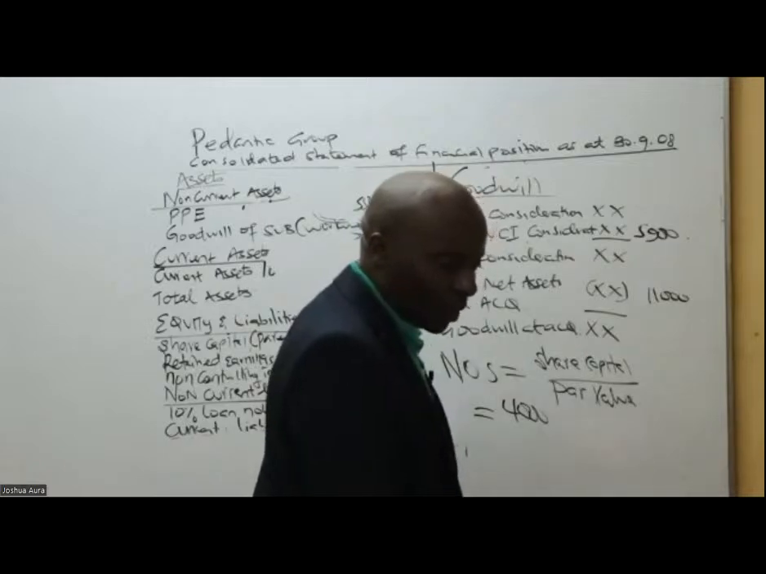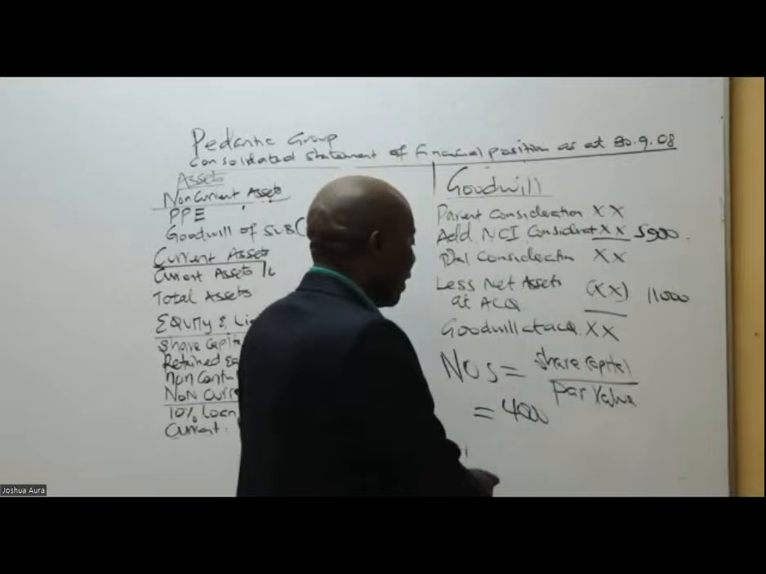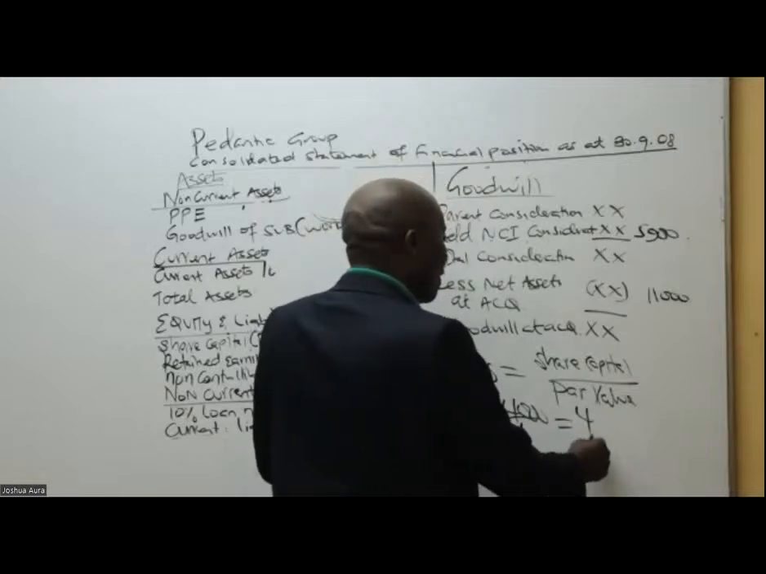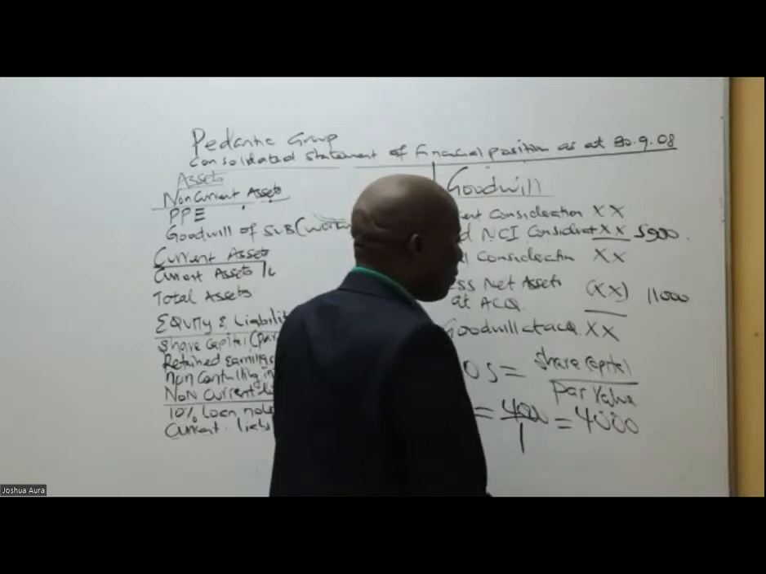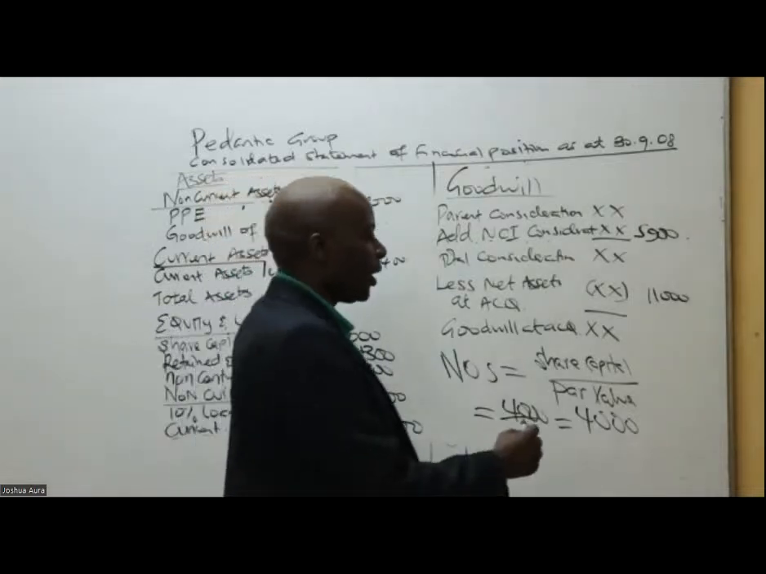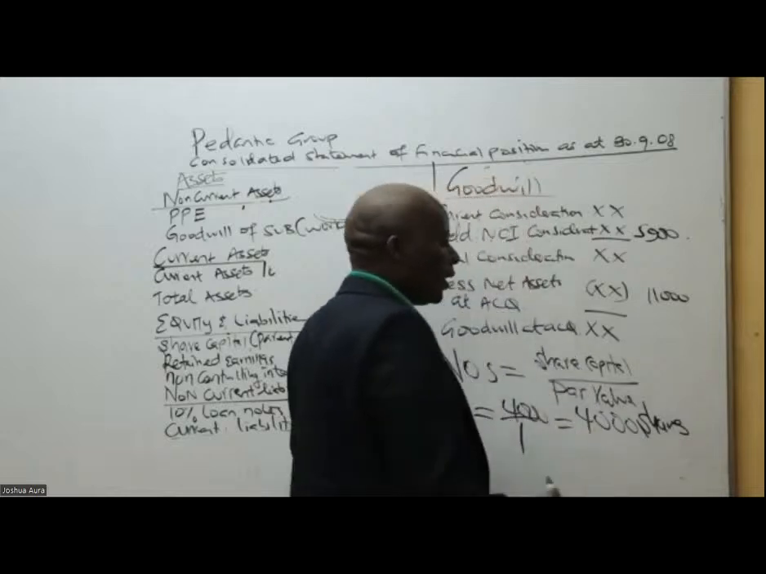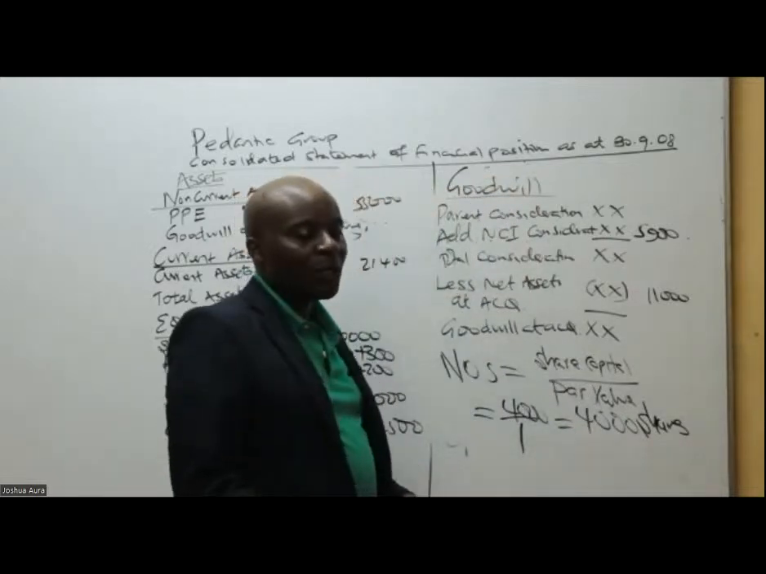It's 4,000. The share capital of the subsidiary, you're able to see it. It's 4,000. And the par value has been given here as $1. So in this case, divided by 1, the number of ordinary shares of this particular subsidiary is 4,000 shares. And out of these, the parent acquired how many shares?